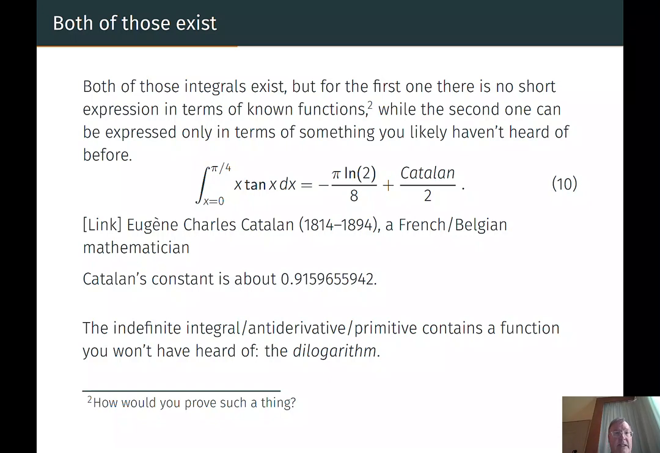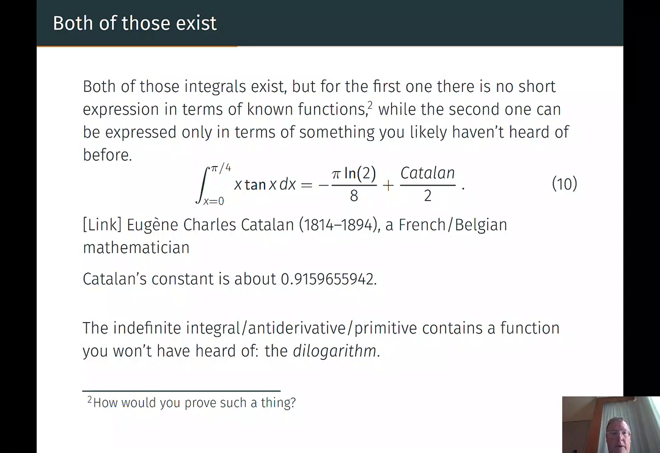Both of those integrals exist, but I claim that for the first one, there is no short expression in terms of known functions. And you might think, well, how do you prove that? While the second one can be expressed only in terms of something that you likely haven't heard of before. So this definite integral from 0 to pi over 4 of x tan x is minus pi log 2 over 8 plus Catalan over 2. Where Catalan here stands for Catalan's constant, named after Eugène Charles Catalan, who was a French-Belgian mathematician. And it's about 0.915. As you see there, we can compute as many digits as we like.